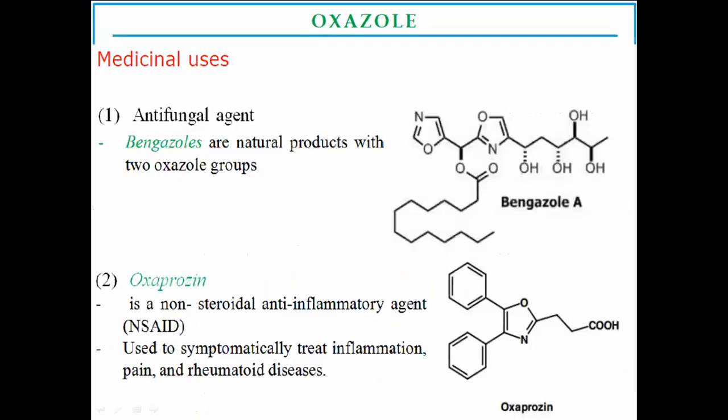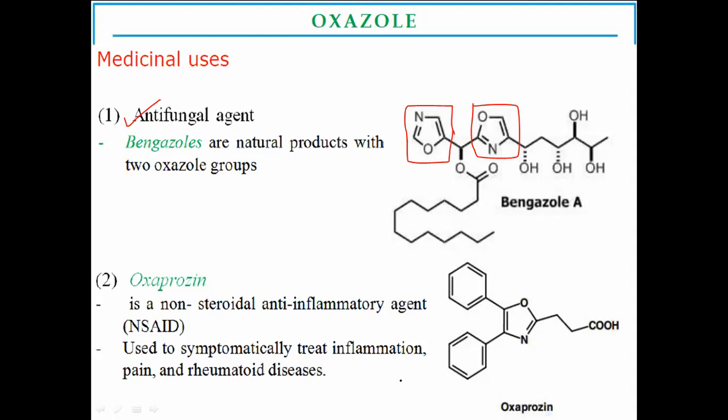Now we move on to the medicinal uses of compounds containing oxazole as a heterocyclic moiety. One of the best examples is bengazoles. Bengazoles have two oxazole moieties present in the structure: a first oxazole ring and a second oxazole ring. These bengazoles have antifungal activity. Fungal infections are controlled by these bengazoles. They are natural compounds containing two oxazole heterocyclic moieties in the structure.